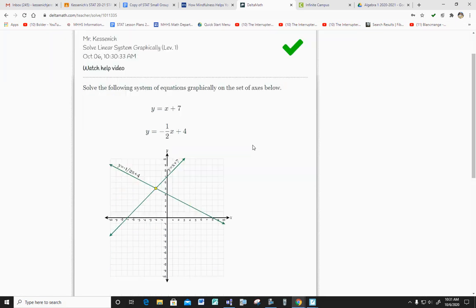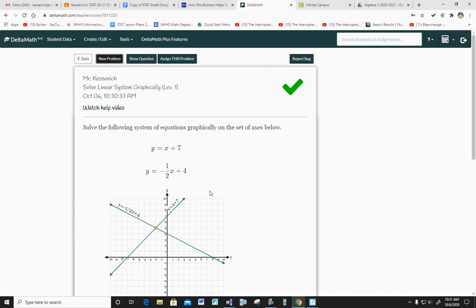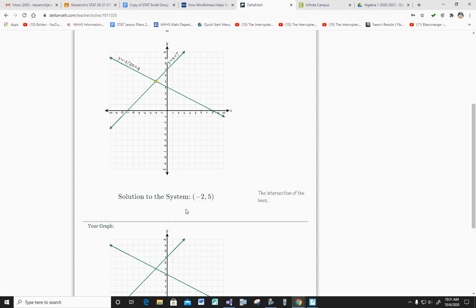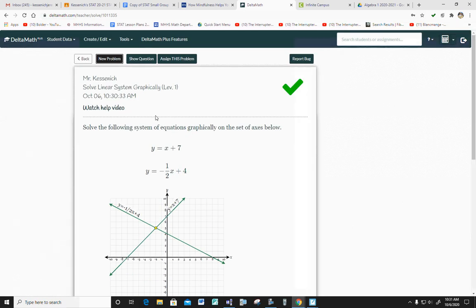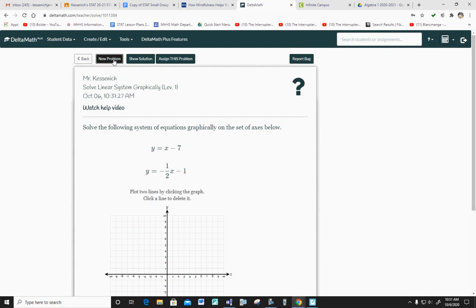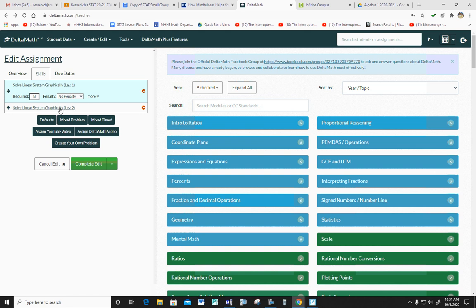Okay? So the first thing you have to do is graph it, and then write the coordinate that is the answer. So the answer is the coordinate. This is the work. Okay? It's pretty much the same thing. So let me go and show you the second kind that you guys are going to have in your homework.